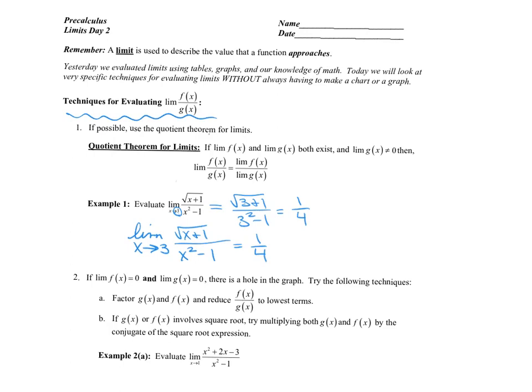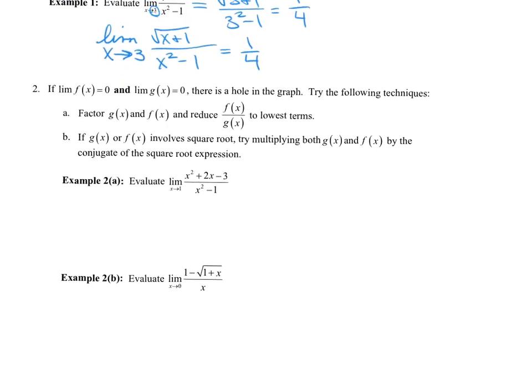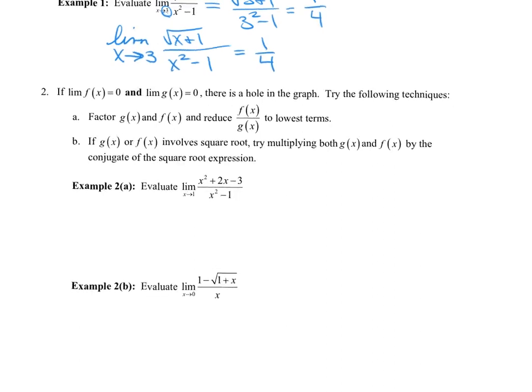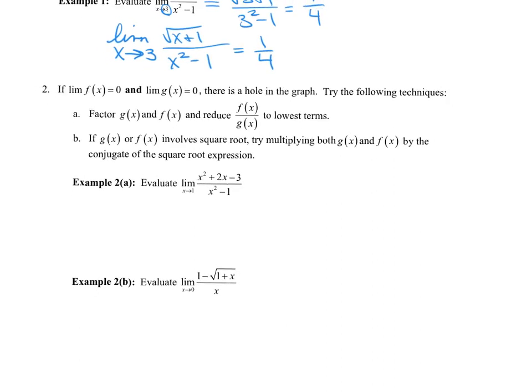The next technique used to evaluate a limit is where the limit of f of x, again the numerator, and the limit of g of x, the denominator, both equal 0. In that case, that means there is a hole in the graph. So you can try one of the two following techniques. The first is to factor the numerator and denominator and simplify and see what happens. And the second is, if the expression involves a square root, you can try multiplying numerator and denominator by something called the conjugate of that square root expression.